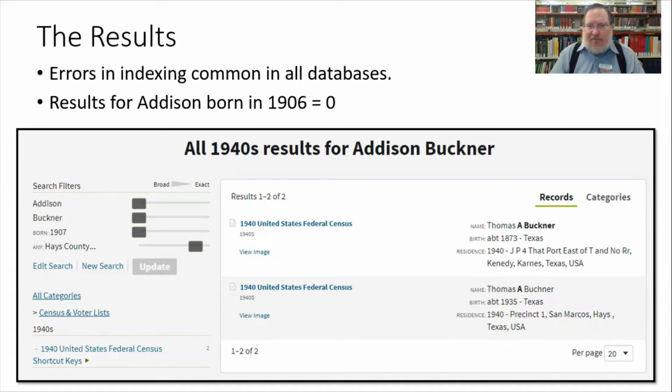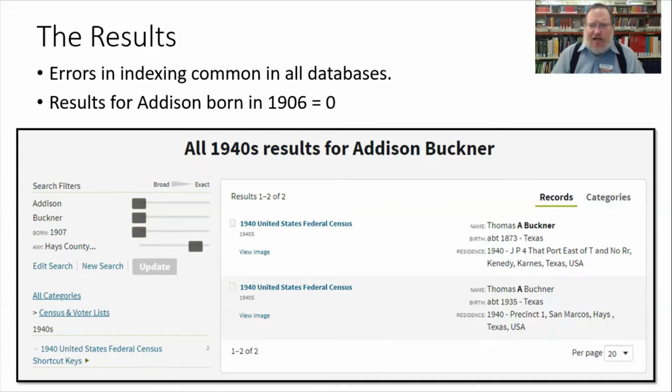So I expected that I would find my grandfather in the census, because when the 1940 census came out, we did it manually and were able to find his record. The indexing, when we put it in, gives us a little bit different result. And actually with Addison Buckner, 1906, we got 0 hits. If you look at the 2 records that did pop up, neither one of these is my grandfather. So what do we do?